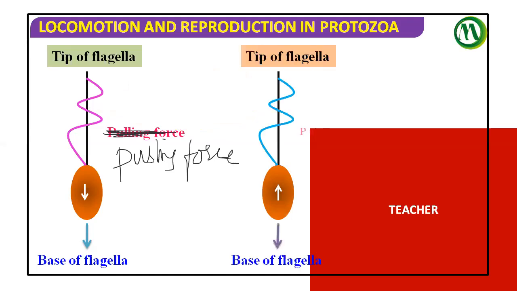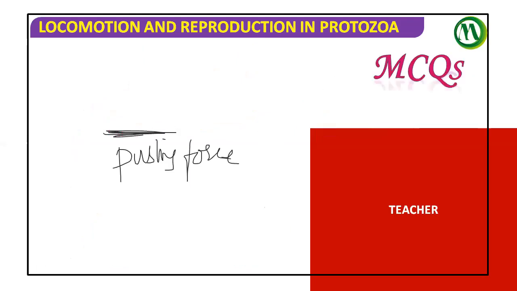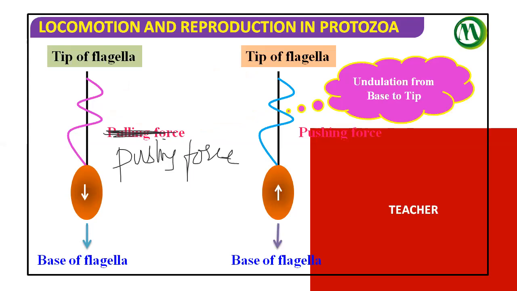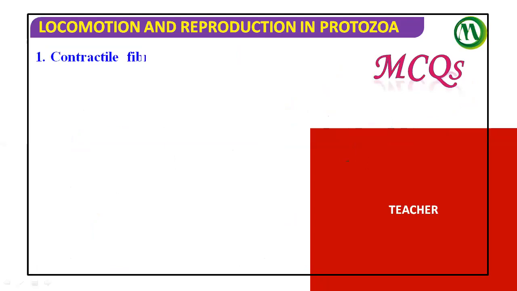Undulations from the tip to base, that is said to be pulling force. And that was compared with the propeller of aeroplane. A little bit confusing thing here. That's why, let's take a look back again at the undulatory movements of flagellum. We are talking about undulation movements of flagellum.